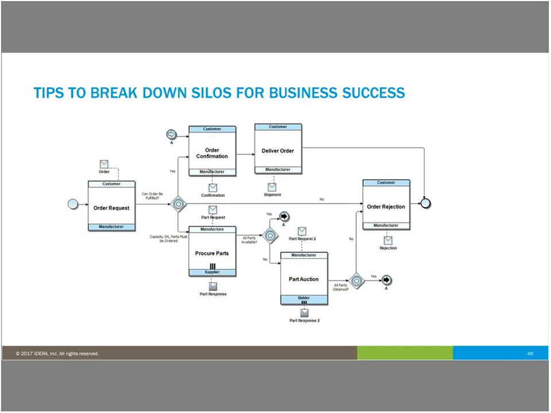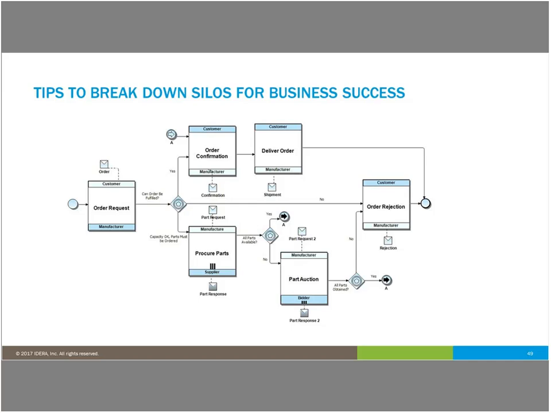In this case, I've done a business process diagram that has handoffs between customers, manufacturers, suppliers, bidders, and understanding how the process is going to flow when you've got a semi-complex system. Again, these aren't very complicated diagrams, but the order comes in, customers place an order with the manufacturer. The first question you have to ask is, can it be fulfilled? And if it can, you confirm that order with the customer, you deliver the order, and the order is delivered.